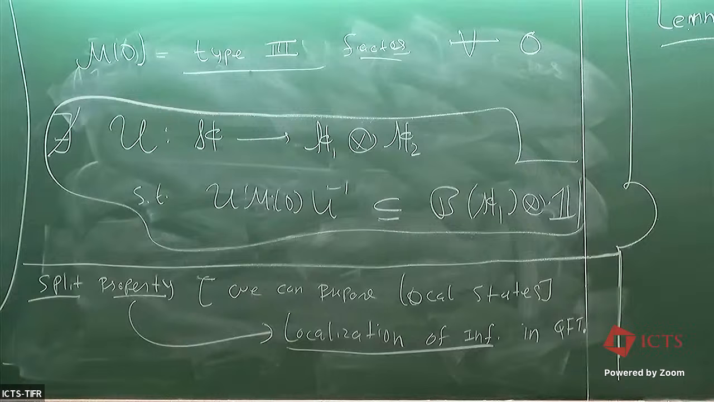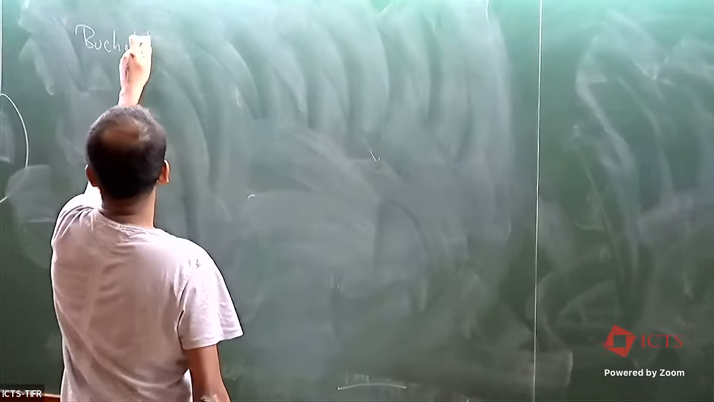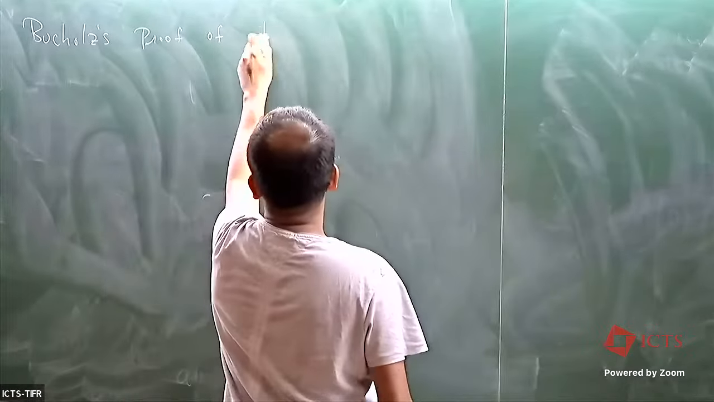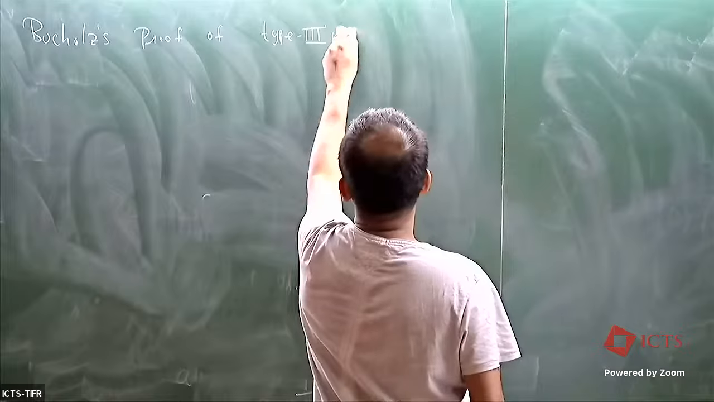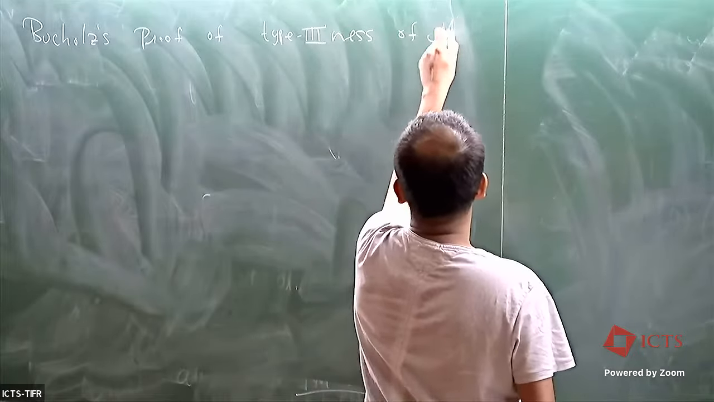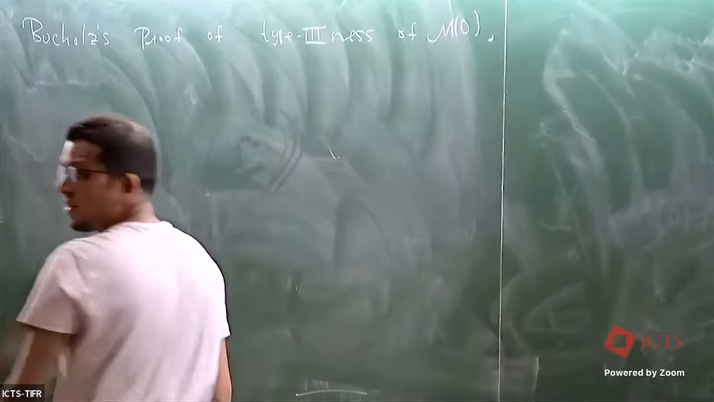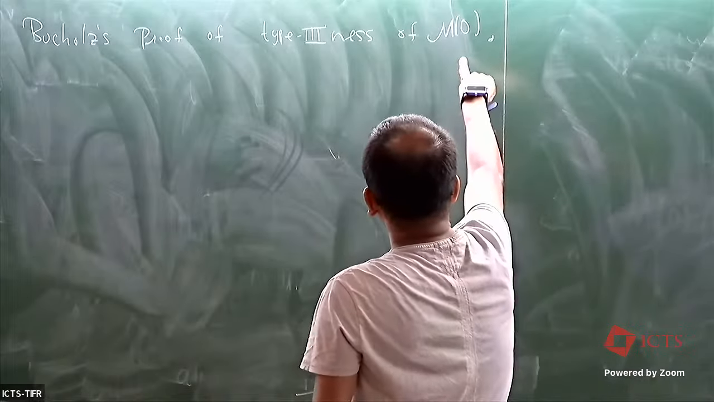Sorry, I should mention one more thing. I forgot to mention that there are other results. I'm going a little bit back. Buchholz's proof of the type 3 nature of M(O) relies on everything we have discussed so far, and another assumption. So his proof assumed more.